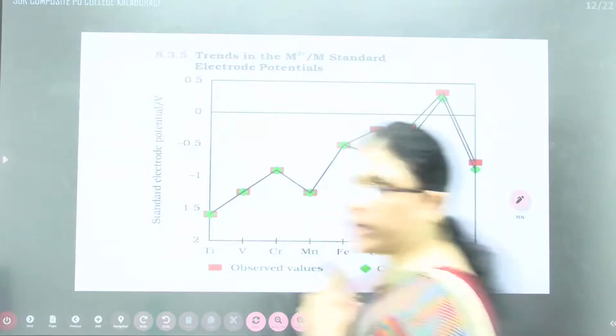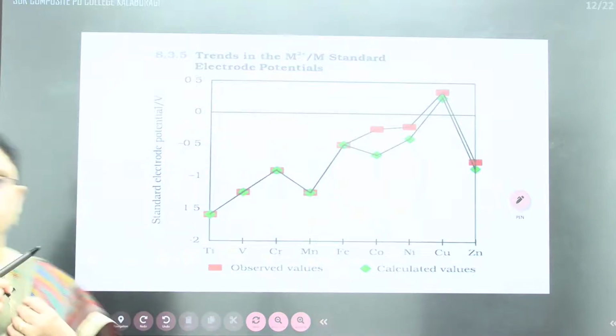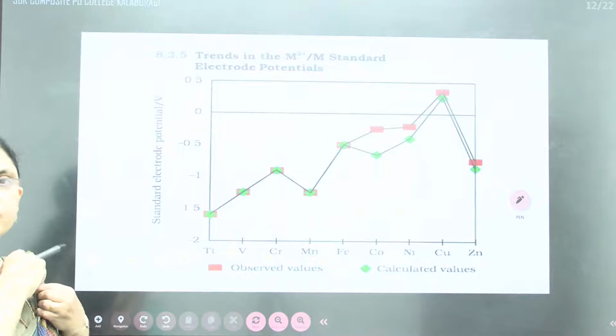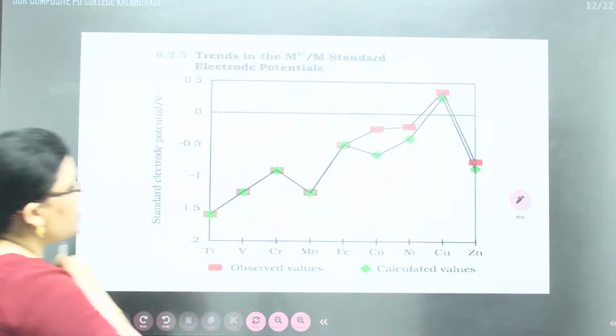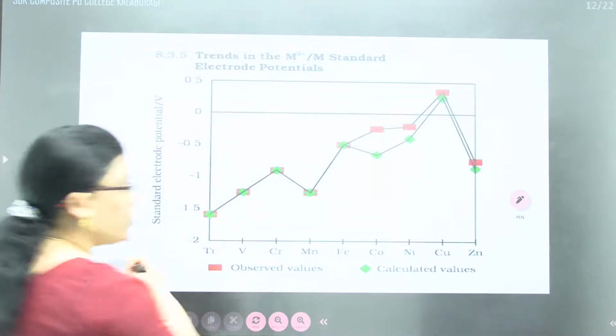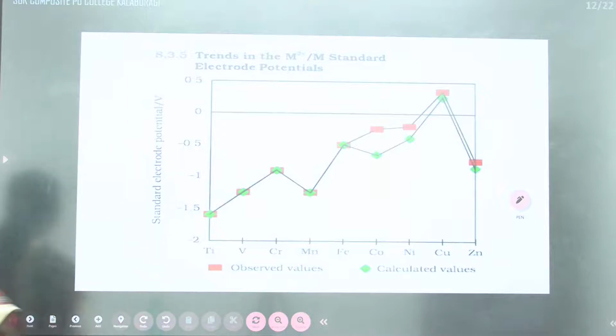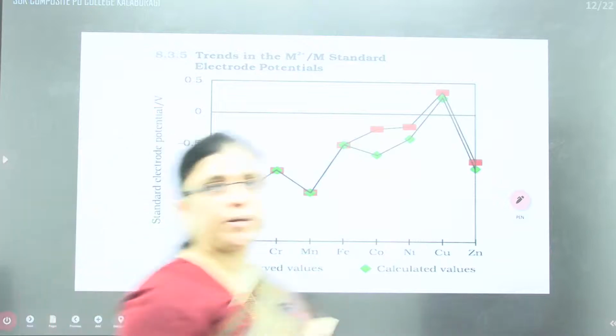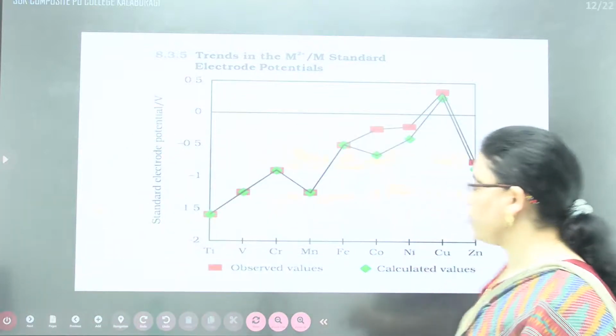So with respect to the electrode potential, we can say that it depends on the number of electrons involved because of the change in the oxidation state. As I said, with respect to the oxidation state also, we can explain with respect to their atomic size or ionic size.